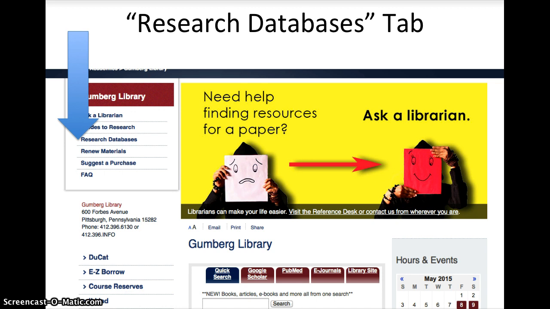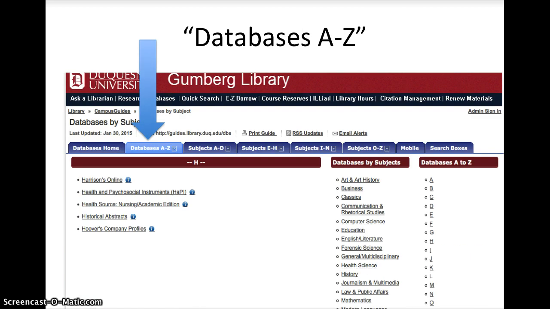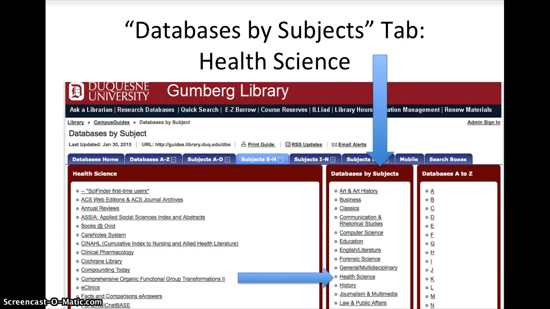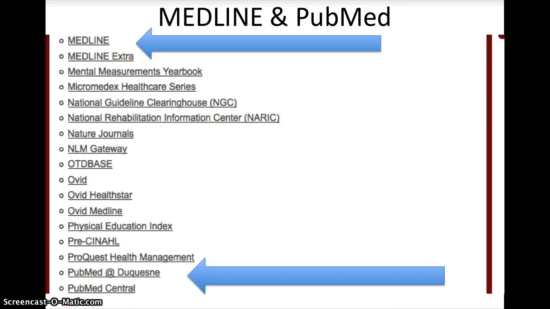To start, we'll click on Research Databases. On this page, we see links to all the databases the library subscribes to. If you know what specific database you want to visit, you can hover over Databases A to Z and then select the letter that the database that you want to visit begins with. In this view, the databases are grouped by subject. Click on Health Sciences to narrow this list to just the databases in your field. On this list, you will see a number of databases relevant to your research. Two databases that you will find to be particularly useful are Medline and PubMed.